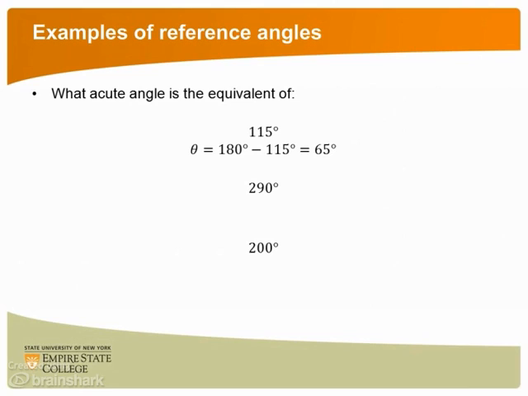115 degrees places us in the second quadrant. To find theta prime, we subtract our angle measure from 180 degrees. Theta prime equals 65 degrees. 290 degrees is in the fourth quadrant. We subtract our angle measure from 360 degrees to find the appropriate reference angle. Theta prime is therefore 70 degrees. 200 degrees places us in the third quadrant. Theta prime will therefore be our angle minus 180 degrees, or 20 degrees.